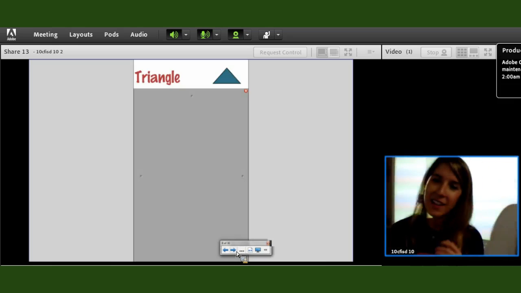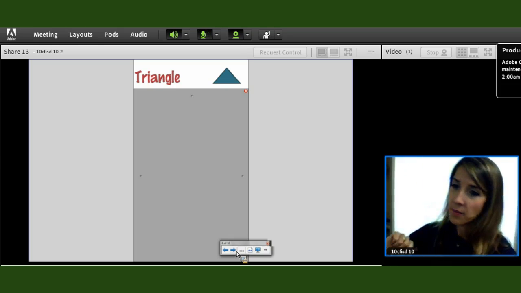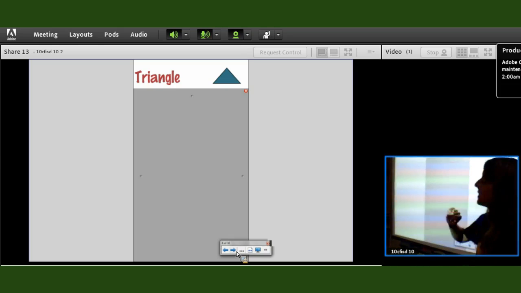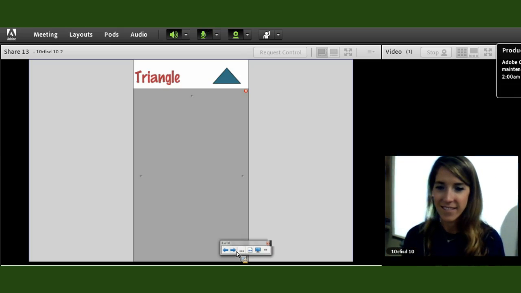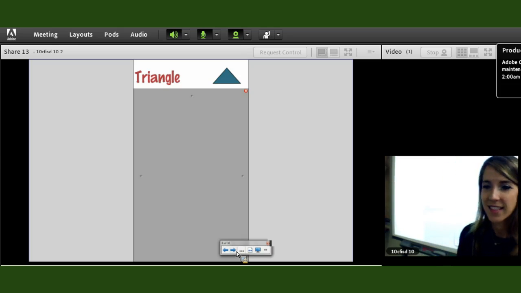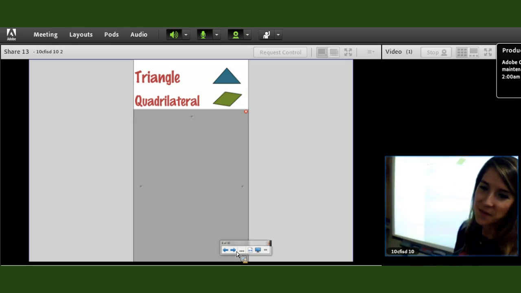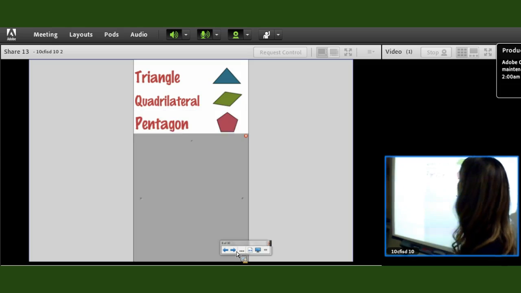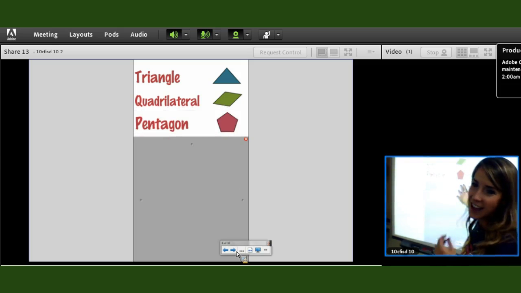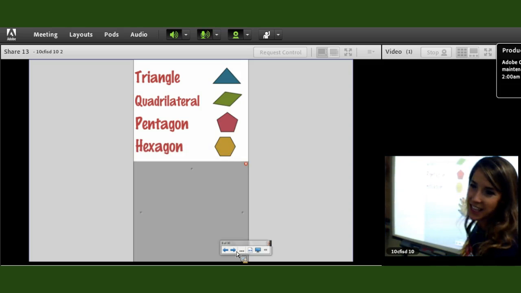Let's just name the polygons for fun, and then we'll zoom in and only talk about triangles for the rest of the unit. So, if it has 3 sides, it's a triangle. If it has 4 sides, it's a, don't say square, quadrilateral. 5 sides, pentagon. 6 sides, hexagon.